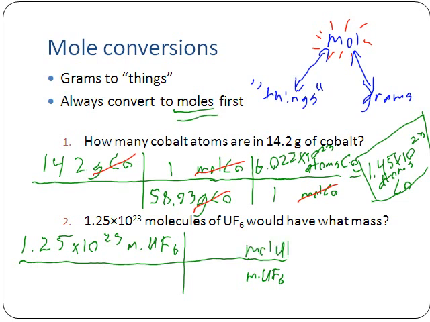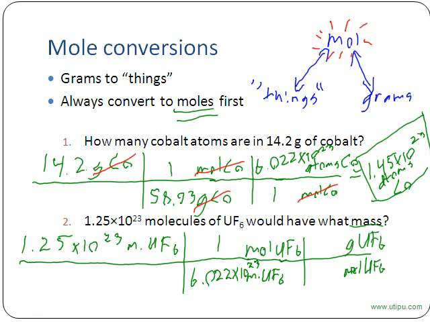So moles UF6. And so to do this, we say a molecule, is it a gram or is it a thing? A molecule is a thing. It's a physical object. And so because of that we know that in 1 mole of UF6, there are 6.022 times 10 to the 23rd molecules of UF6. Continue along here. We want to then go from moles UF6 into our final one, which is mass. That's going to be grams. So grams UF6. And so now we have to figure out, well, what's the mass of UF6?